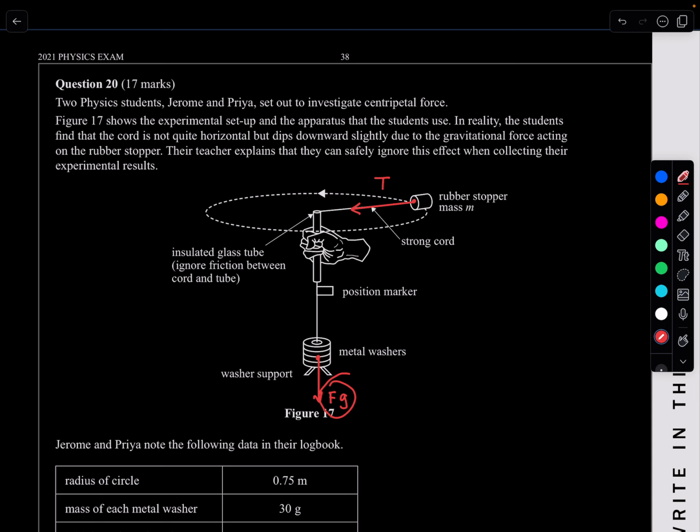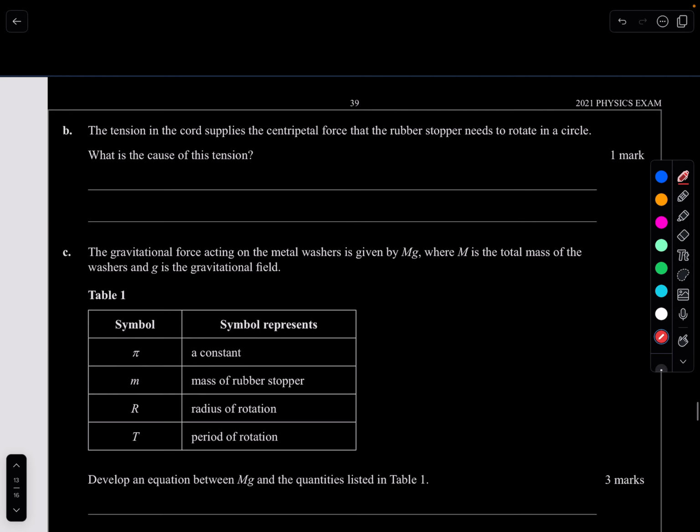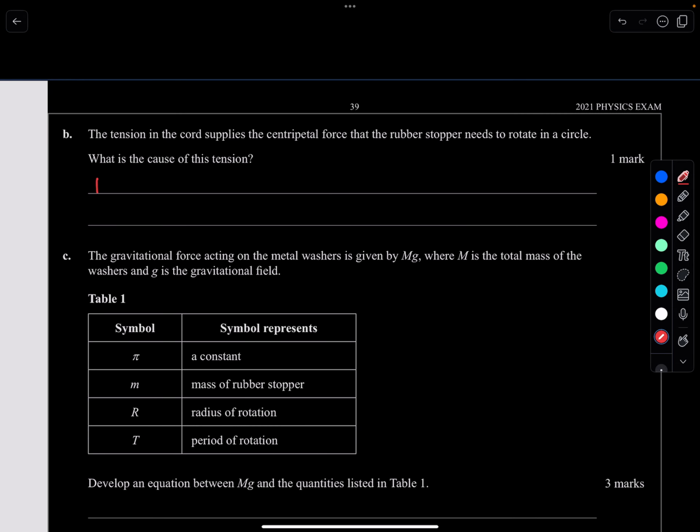Imagine putting a rope on a bucket and rotating it around your head. You will feel your hand going up, but your hand is actually pushing it down, because you're trying to equate the tension force of that bucket with the force of gravity, so it doesn't fall off. So the thing that causes this tension force is your force of gravity, from the washers.